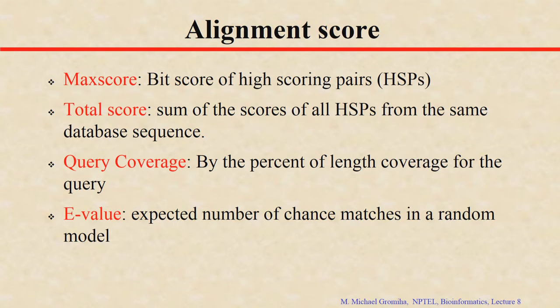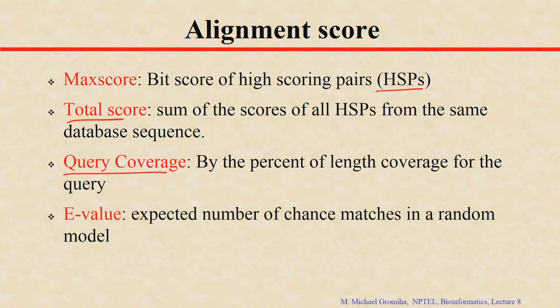So, now what are the different scores, what are the various parameters used to assess the score? What is the maximum score? This, as I discussed earlier, is the high scoring pairs, how many high scoring pairs are in the alignment. This is the bit score of high scoring pairs. Then the total score, this will give you all the HSPs from the same database sequence.